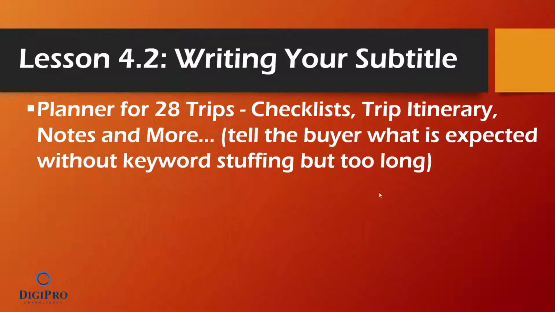There's another thing to take note of. For example, there is also this type of title whereby the planner for 28 trips, checklist, tip, itinerary, notes, much more. This type of title basically tells the buyer what is expected without putting too much keyword. But if you put too much keyword, the title will look like this.